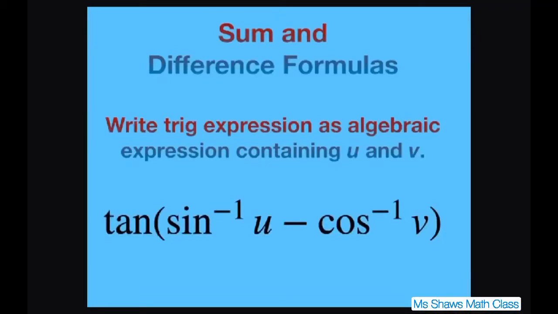Hi everyone, we're going to use the sum and difference formulas to write our trig expression as an algebraic expression containing u and v. Basically what we have is tan of alpha minus beta. So for tan of alpha minus beta, we're going to use this formula. And we need tan, but inside here we have sine and cosine. So this is your alpha minus beta.